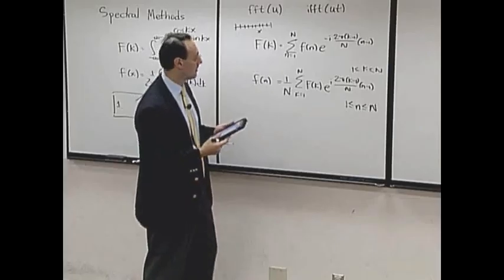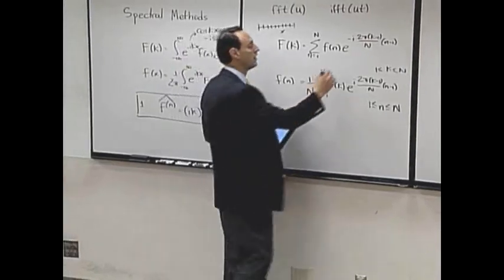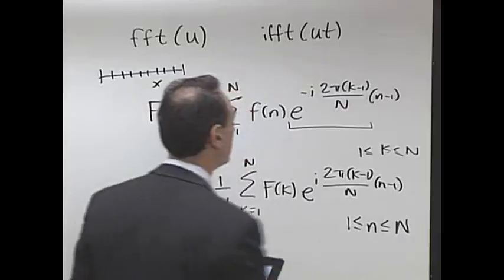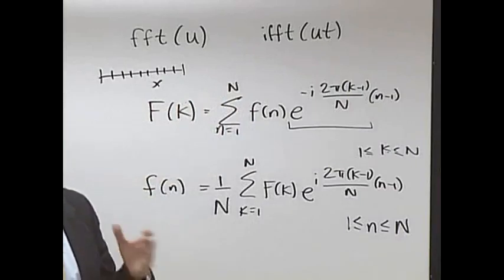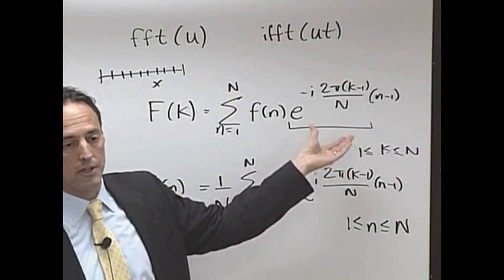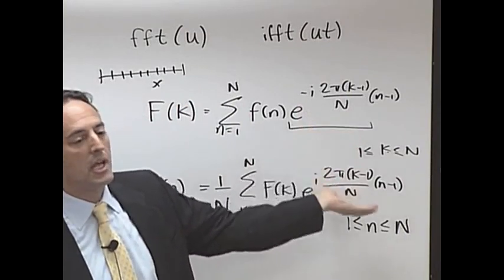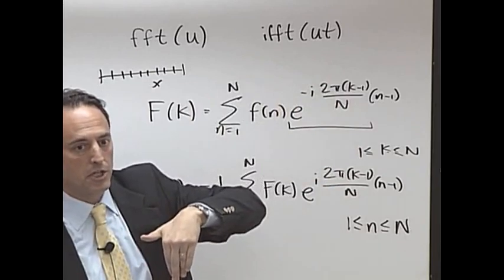Let's, I'm going to make an observation here, which is concerning this guy. What we want to understand is the effect of this kernel, and what does this kernel look like? This is the kernel of our transform. This is what's taking our information and encoding it now in frequency content.